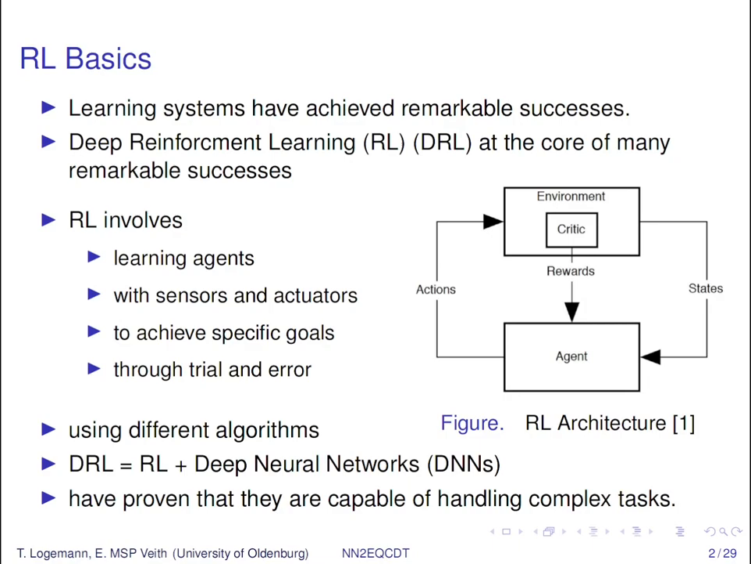The agent may be some simple controller, but it can also learn deep neural networks through trial and error using different algorithms. This combination of reinforcement learning and deep neural networks is called DRL, deep reinforcement learning, and it has proven that it is capable of handling complex tasks.